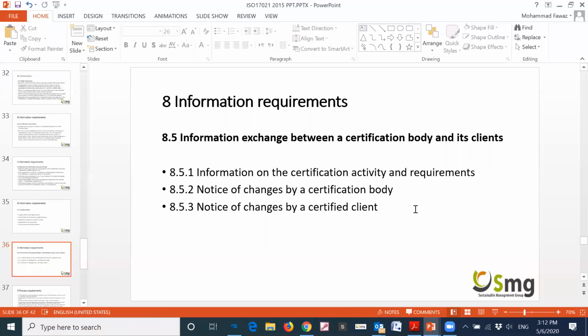Is that clear? Yeah, it should be, I think. Okay. So we will qualify and certify the auditor, not IRCA and not PCB.